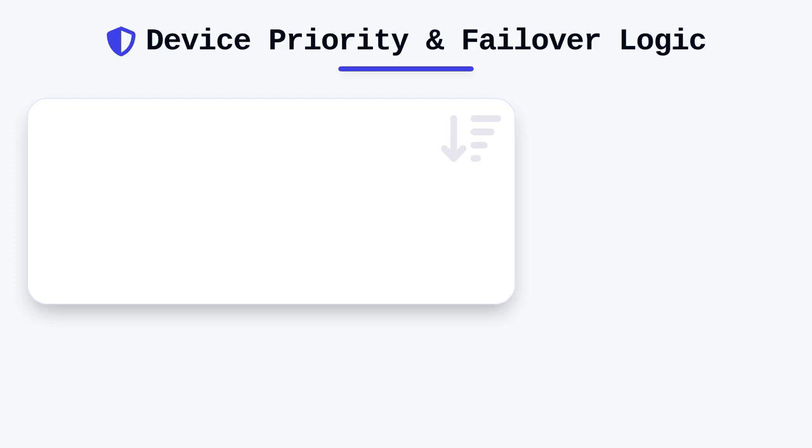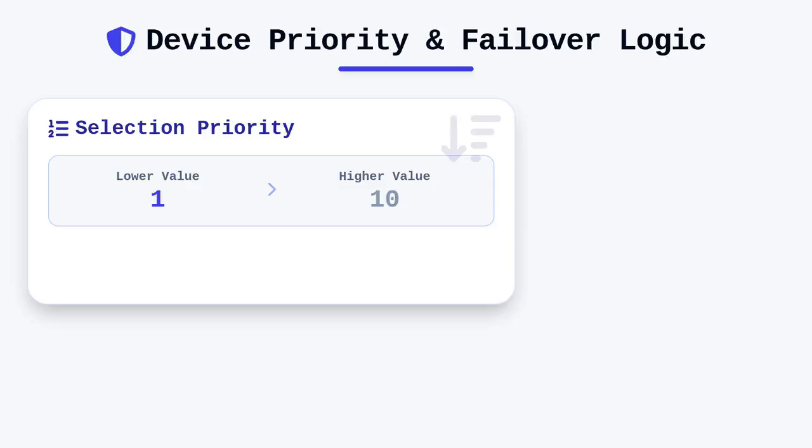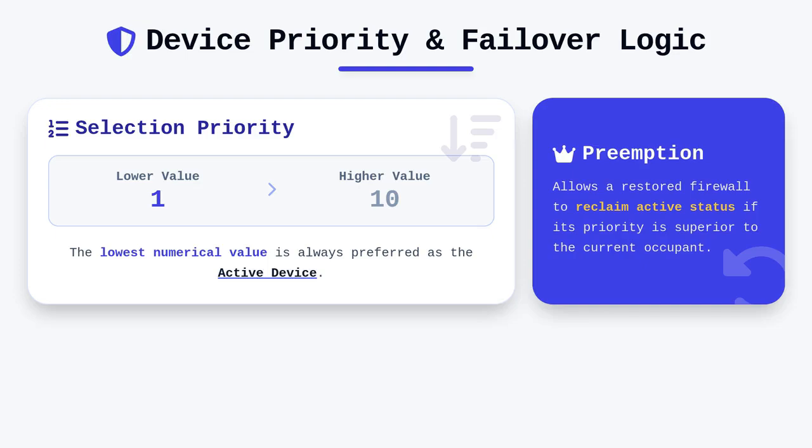Device priority parameters play a critical role in determining which unit assumes the functional role during a boot sequence or after a link failure. By adjusting these values, you can influence selection, keeping in mind that the unit with the lower numerical value is typically preferred as the active device. When we enable preemption, we allow a firewall that has been restored to service to reclaim its status as the active device, provided its priority is higher than the current occupant.